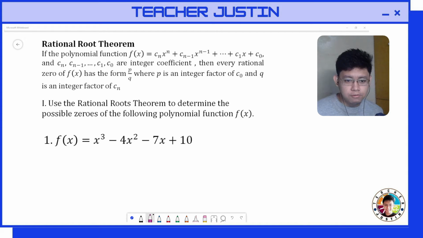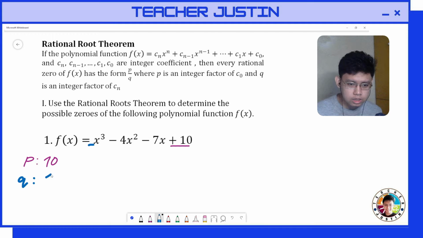For example, we're given f of x is equal to x raised to 3 minus 4x squared minus 7x plus 10. We are asked to find the possible zeros of this polynomial function. So our first step is for us to find our p. What is our p? Our p is our constant, which in this case is 10, and our q. So our q will be the coefficient of our leading term. So our coefficient is 1.